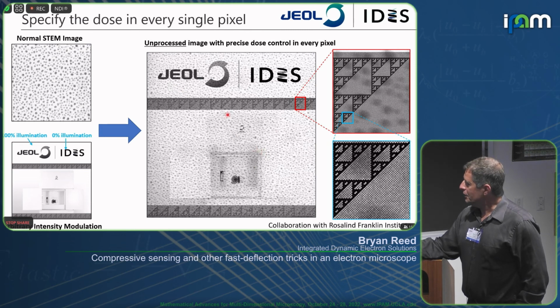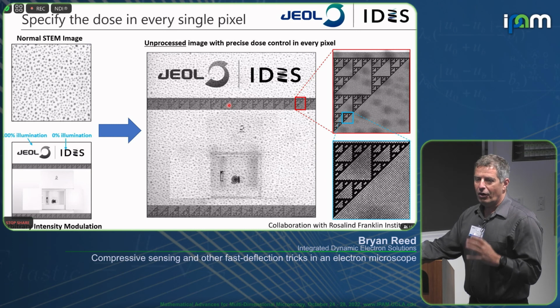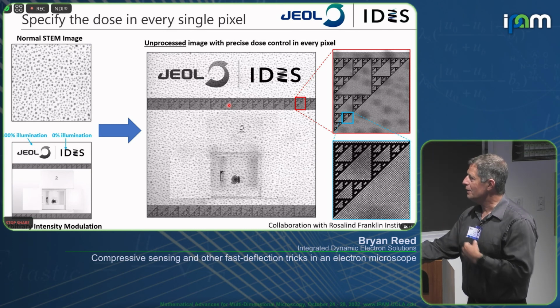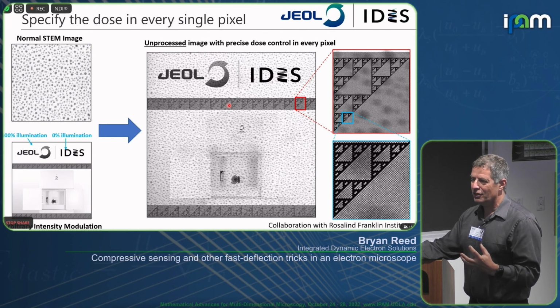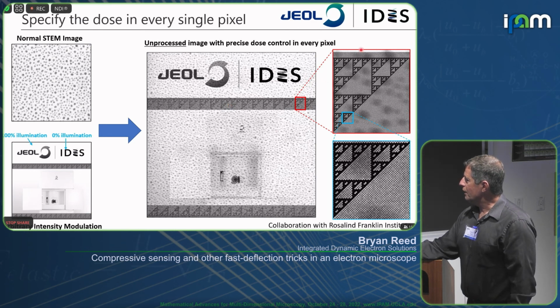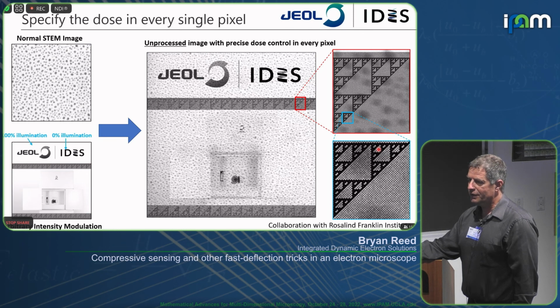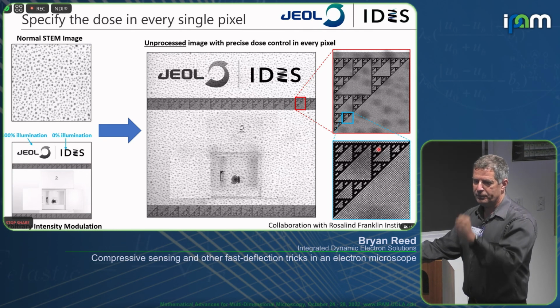So this image in the middle is what came off the scan detectors, right? This is an unprocessed image. So really it's just a stunt to show, yeah, we can do dose control in every single pixel. And if you zoom in on it, we have single pixel precision. So we can say, I want 5% dose in this pixel, none in this pixel, 85% in this pixel.